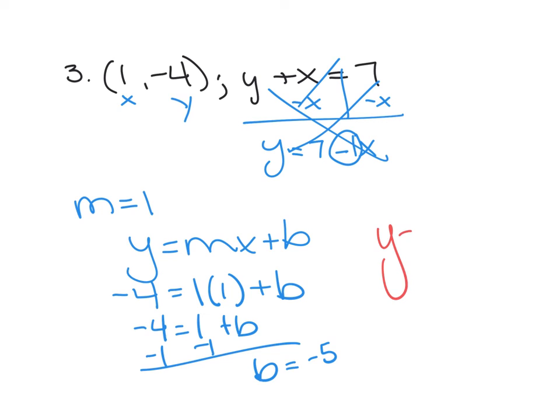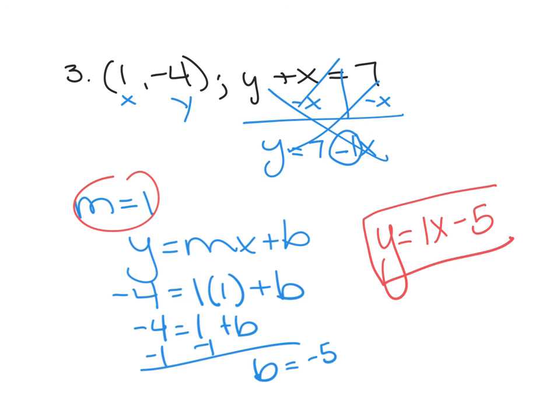So let's just write it in our y is equal to mx plus b. So we have y is equal to our slope of 1, or you could just have x, it doesn't matter, minus 5. So a perpendicular line to the line given right here, going through the point 1, -4, is y is equal to 1x minus 5. So in this lesson, we took a look at writing equations that are perpendicular to lines.